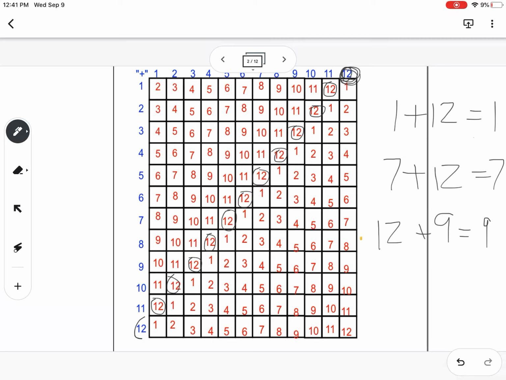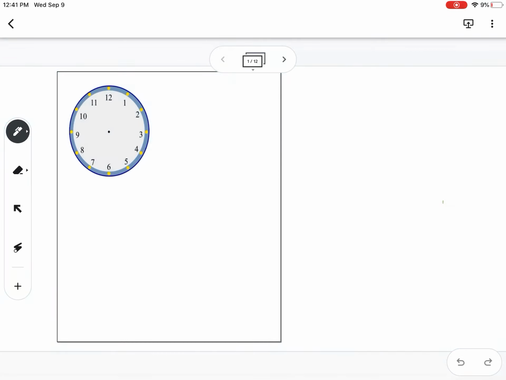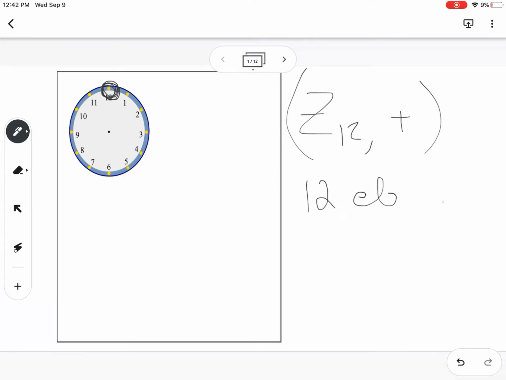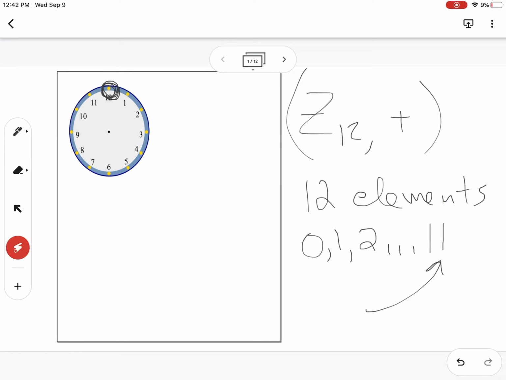So this is a change. We used to think of Johnny's clock as having the elements 1, 2, 3, 4, 5, 6, 7, 8, 9, 10, 11, 12. Now I want you to change your approach and think of it as having 0, 1, 2, 3, 4, 5, 6, 7, 8, 9, 10, 11. So in other words, when I write Z12 addition, that is going to have 12 elements in it, and those elements are going to be 0, 1, 2, and so on, all the way up to 11. Make sure this is 1 less than this number.